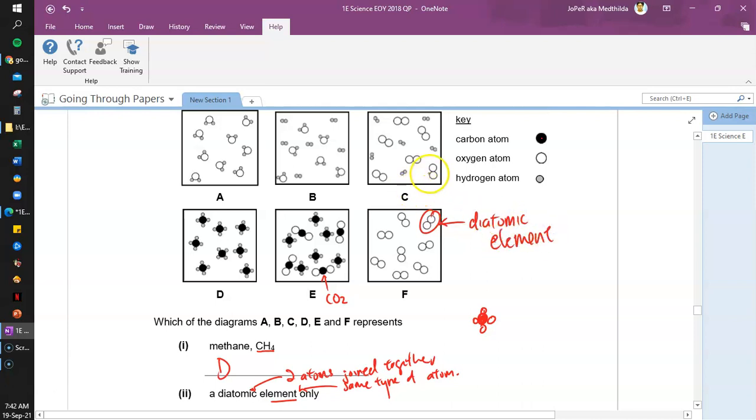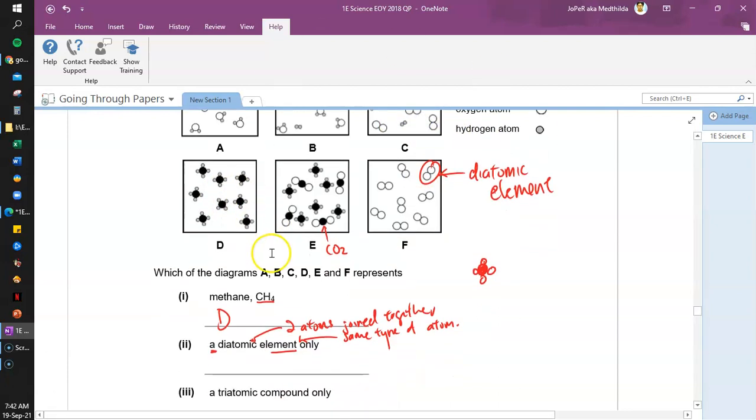Now, C is also diatomic. But they only want a diatomic element. Therefore, C cannot be the answer. Hence, we are down to only F.